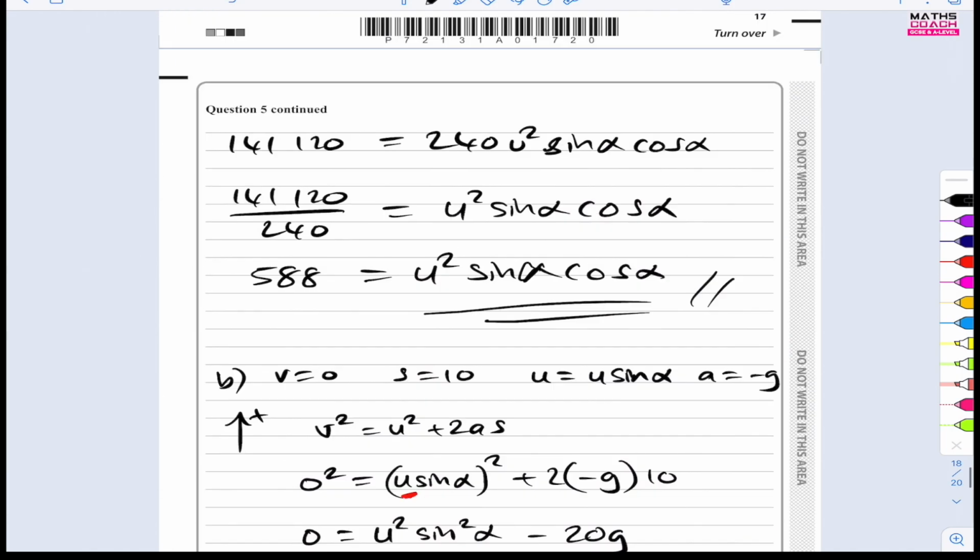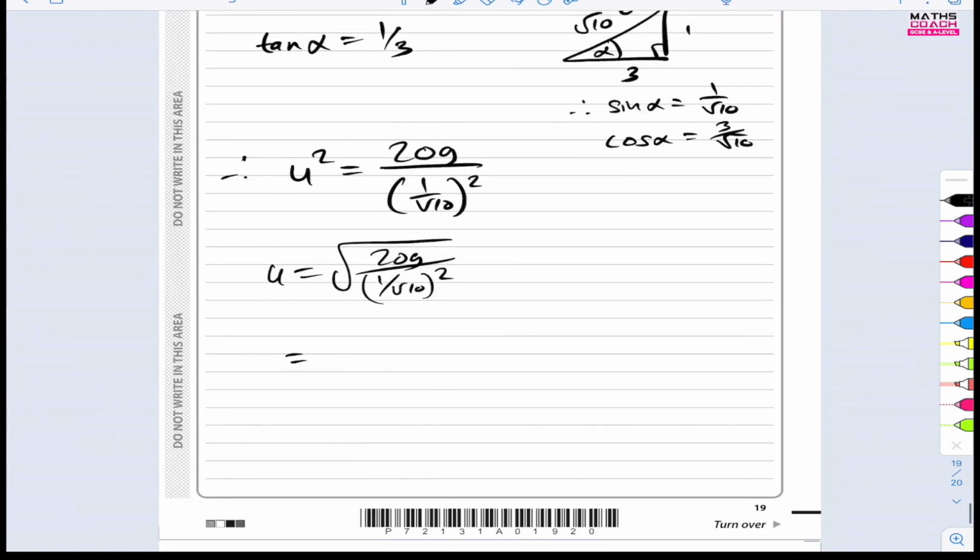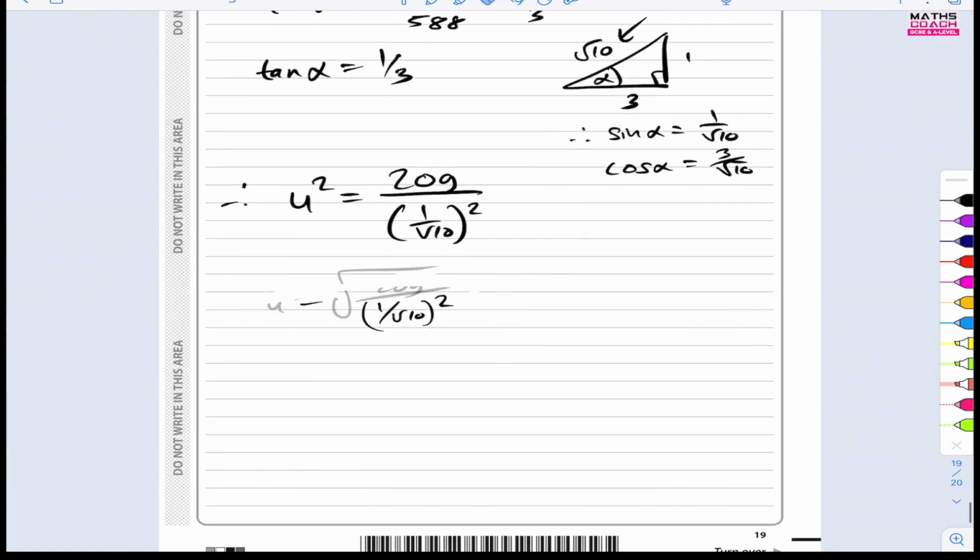Oh, actually, we wanted u squared, I think. Let's go back. Oh, okay. So we don't need to square root the answer at all. We can just work that out on our calculator. So 20 times 9.8 divided by 1 over root 10 squared. And that gives us u squared is equal to 1960. And there's your final answer.